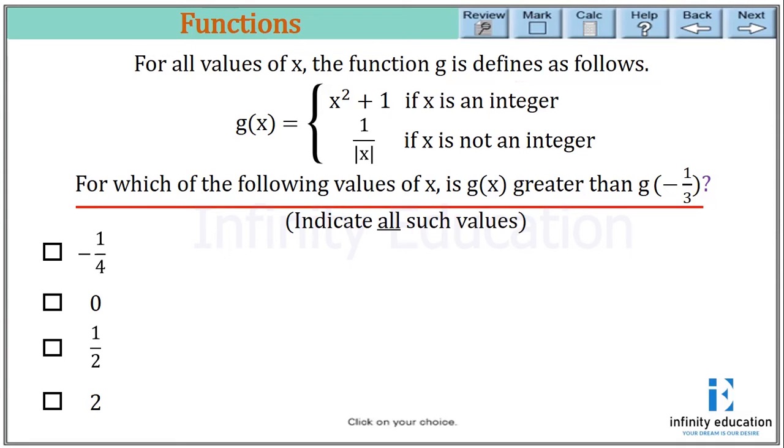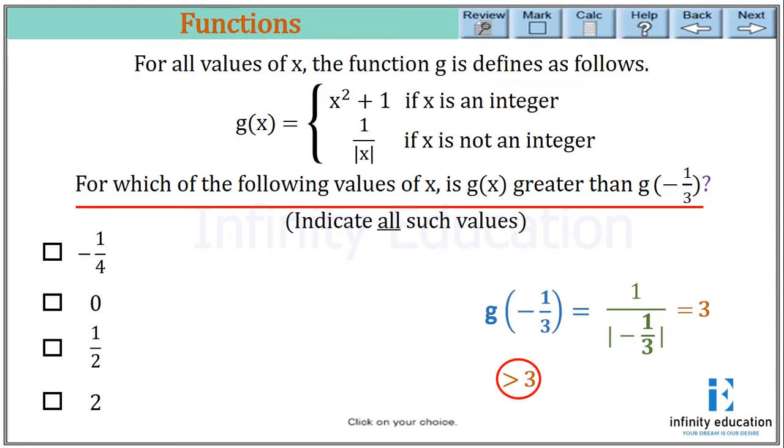So first I have to calculate what is the value for g of minus 1 by 3. Then only we can check what are the other values which are greater than g of minus 1 by 3 or not. Now as we are looking for g of minus 1 by 3, from the same equation we have to consider g of x equals 1 by mod of x when x is not an integer, because here the value for x is minus 1 by 3. So we must consider the second equation. So g of minus 1 by 3 should be 1 by mod of minus 1 by 3, which is 3 only.